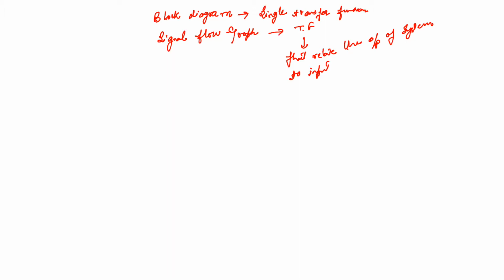In the previous lecture we discussed the reduction of a block diagram to a single transfer function. Now we will discuss a technique for reducing the signal flow graph to a single transfer function that relates the output of the system to the input.